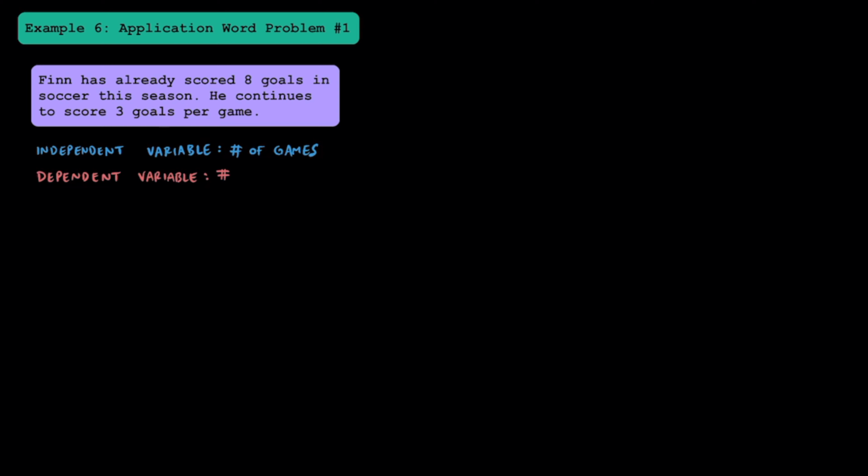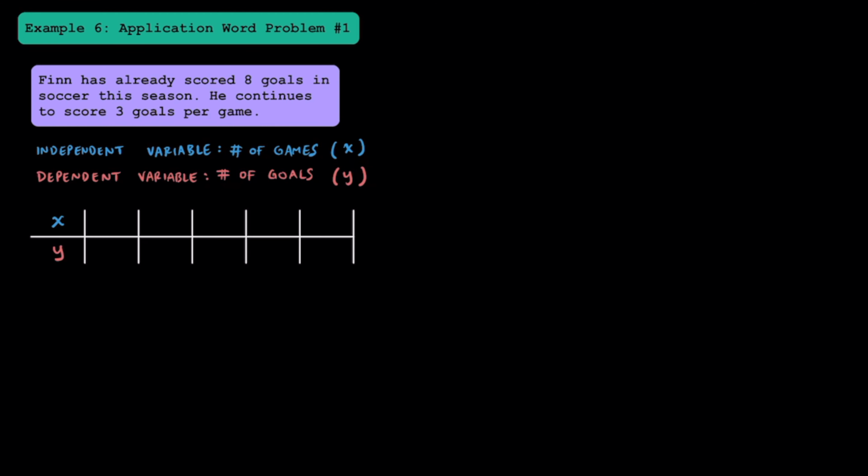And the dependent variable of this situation is going to be the number of goals. The number of goals that Finn can score will depend on how many games he actually gets to play. For our independent variable, we can use x to represent it, and for our dependent variable, we can use y. Let's make a table now. For our x values, we'll have 0 soccer games, 1 soccer game, 2, 3, and 4 soccer games.